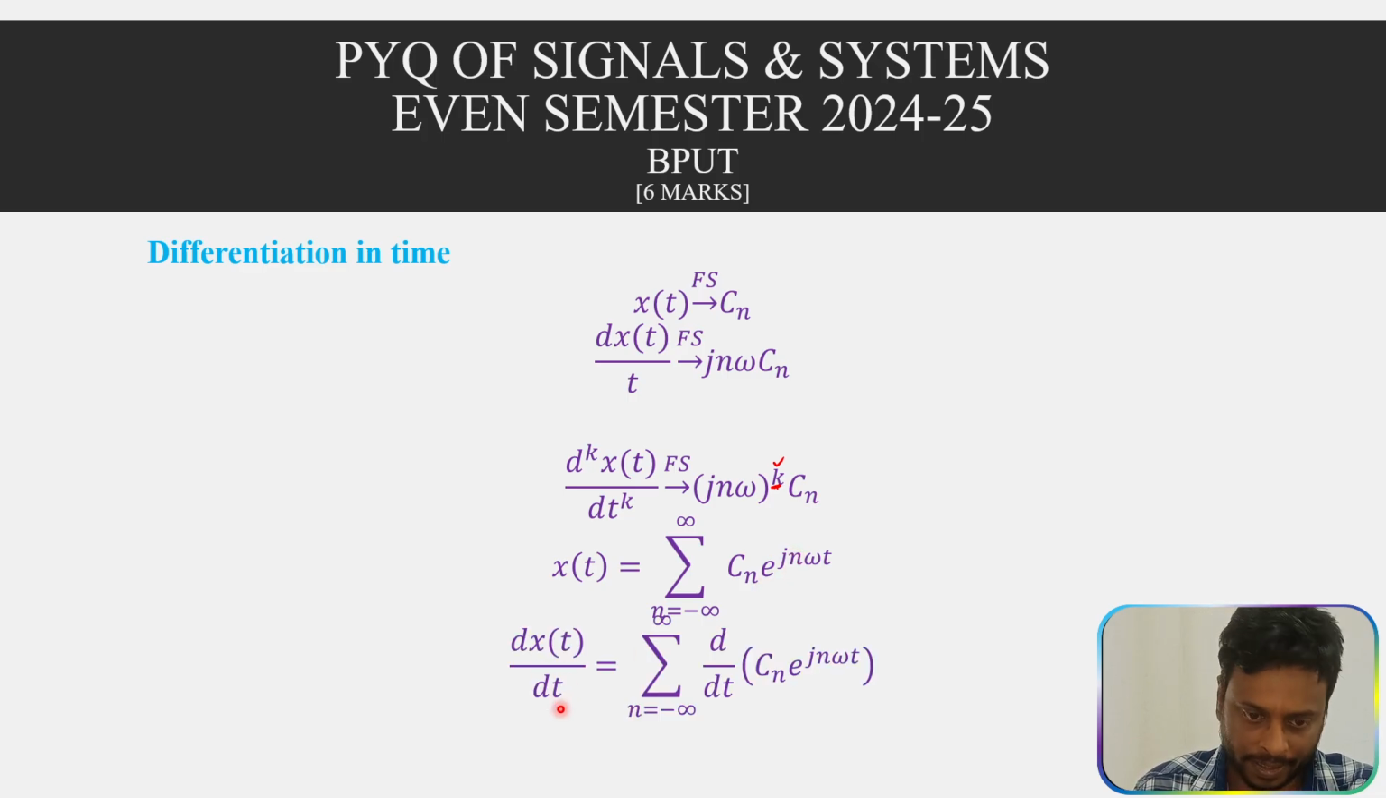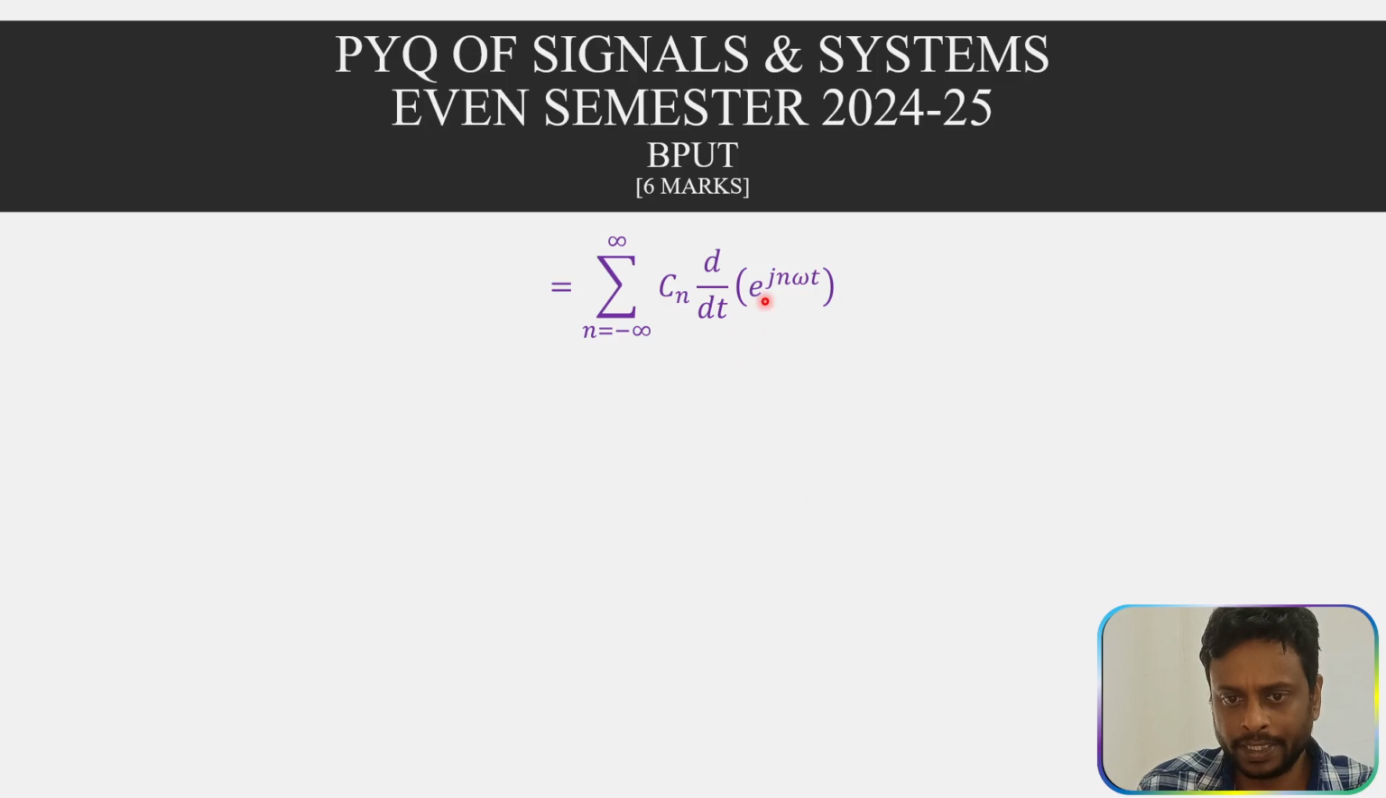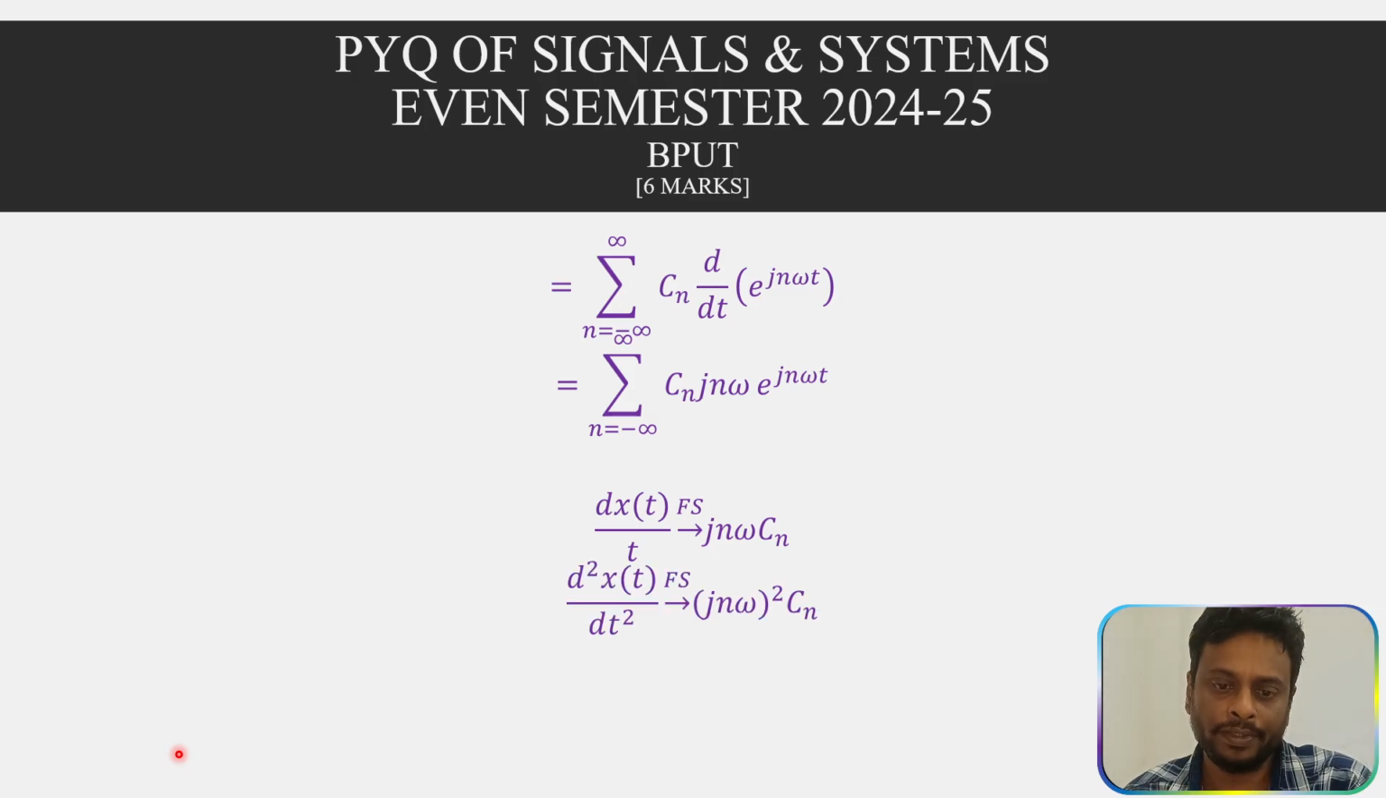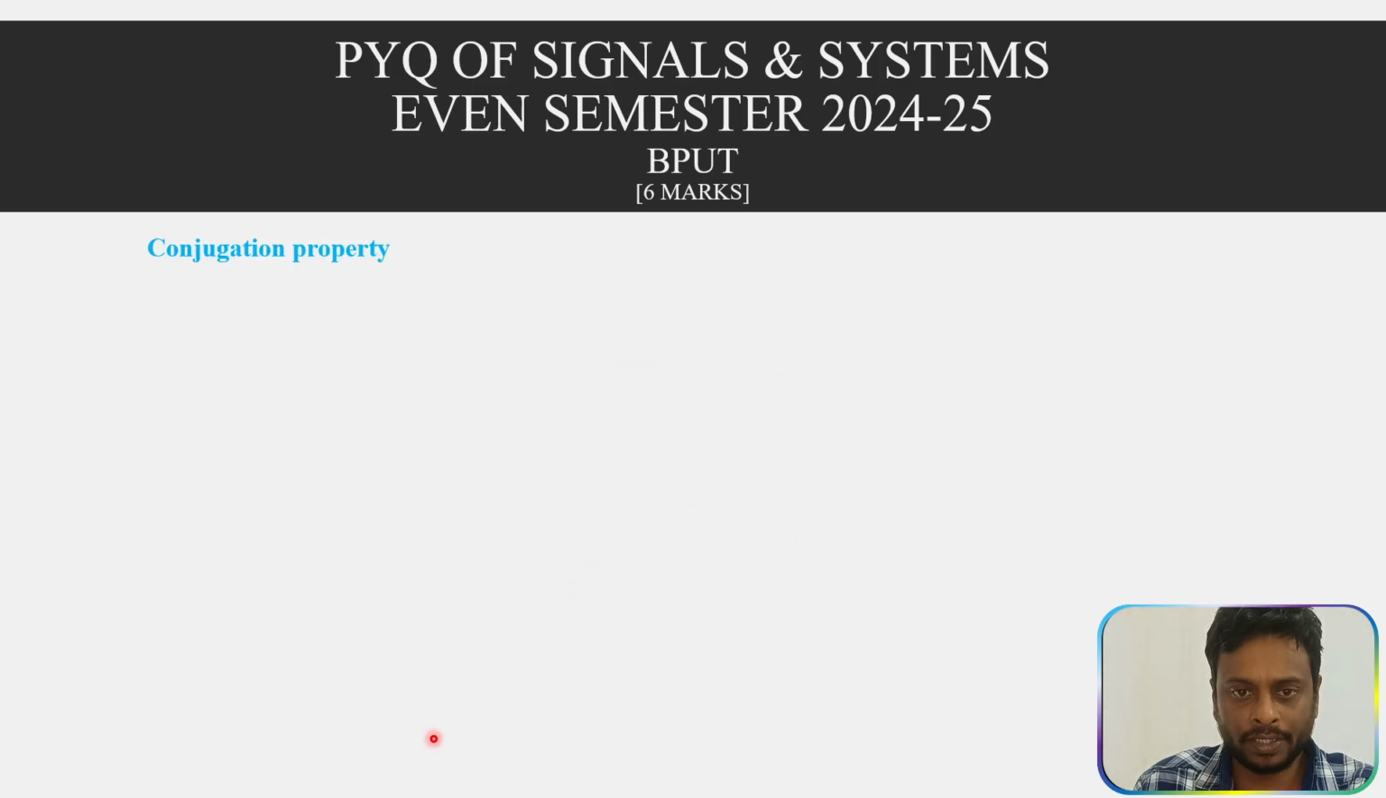Now dx(t)/dt will be the derivative of this one. So what is the derivative? Cn into the derivative, so it will be jn omega into e to the jn omega t. So you can write here dx(t)/dt equal to jn omega into Cn. This is the differentiation property. We can check for the square, it is the same with the power k. Anyway, this is the differentiation property.